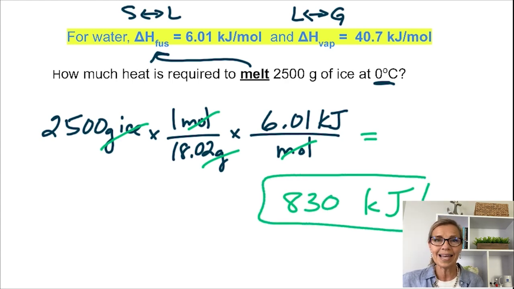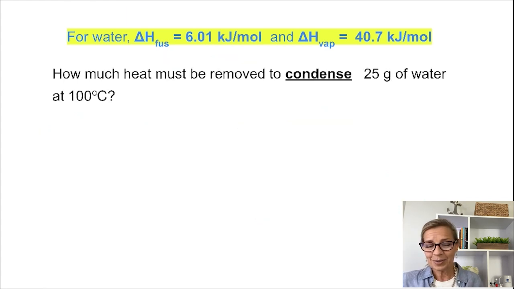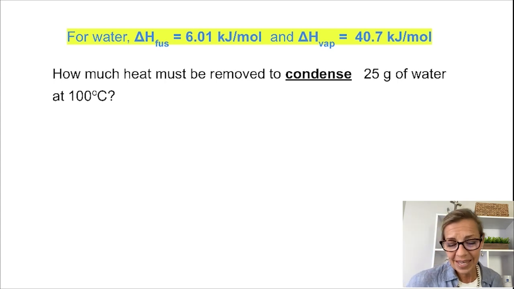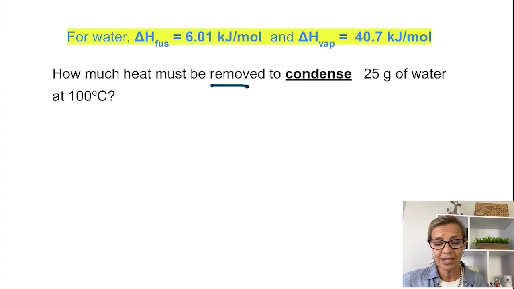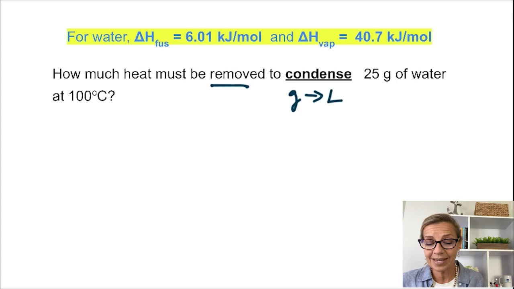And doesn't that make sense that it's per mole? The more ice you have, the more heat it takes to melt it. So let's look at another one. This time, how much heat must be removed to condense? Condensation is going from a gas to a liquid, so I'm going to use that. Now, when I condense something, I have to not put the energy in. I want to remove the energy, slow those particles down.